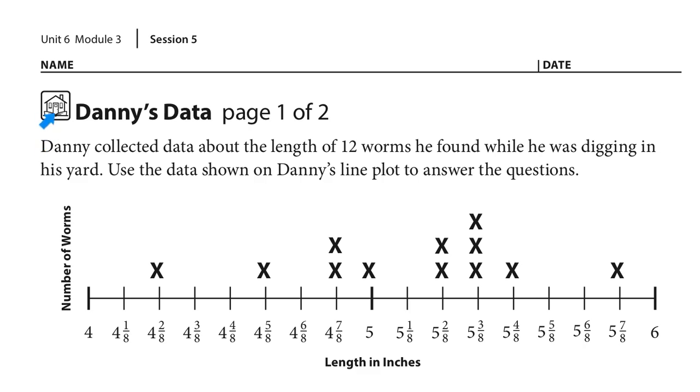The name of this home connection is Danny's Data. It's a two-pager. Please make sure your name and number is at the top. Give yourself credit for that hard work. I see a number plot down here, so let's see what's going to happen.